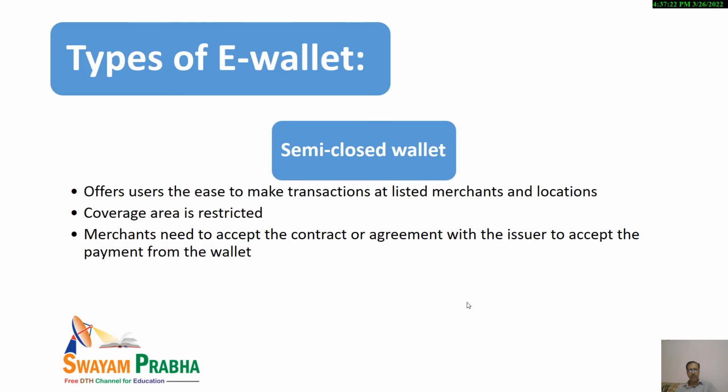Now the second type is the semi-closed wallet. You may say it is neither the open wallet nor the fully closed wallet. So what is unique in this? Coverage is wide as compared to closed, but as compared to an open wallet, the coverage area is very restricted. Here again, you are able to make transactions at listed merchants and locations. Merchants will have to accept a contract or agreement with the issuer. Only then will they be able to accept the payment from your e-wallet. So this is unique in the semi-closed wallet.